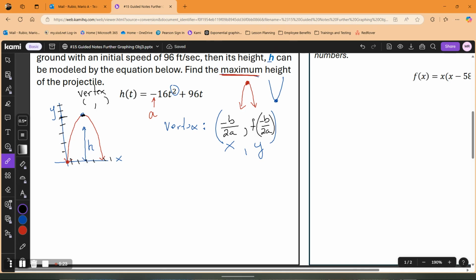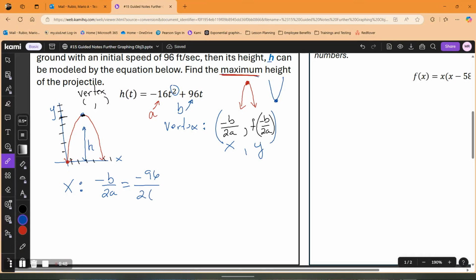Okay, I left a little bit more space, so let's see what that looks like. Remember, our a value right here is negative 16. Our b value is 96. So to find the x of our vertex, negative b divided by 2a, that's negative 96 divided by 2 times negative 16. If you do that little baby math, you can use a calculator or your phone, you're going to wind up getting the number 3. So we know our x value is 3.